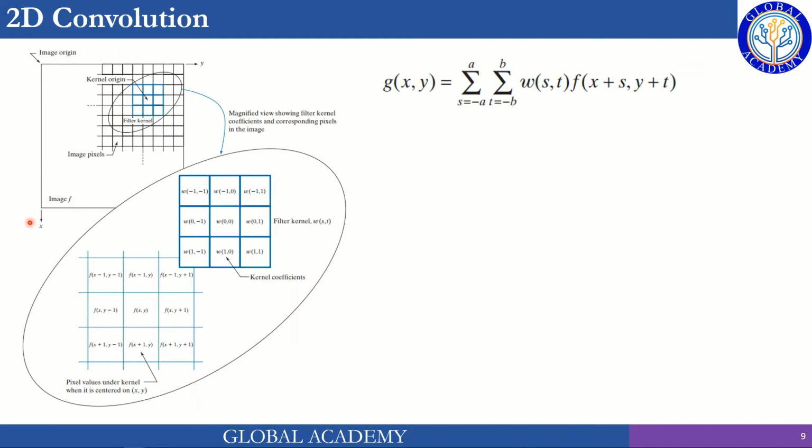Similarly, the second index in programming languages represents the column, and columns are increasing in this direction. So we have x in this direction and y in this direction, and we call this array f, and any pixel in this array is f of x, y.